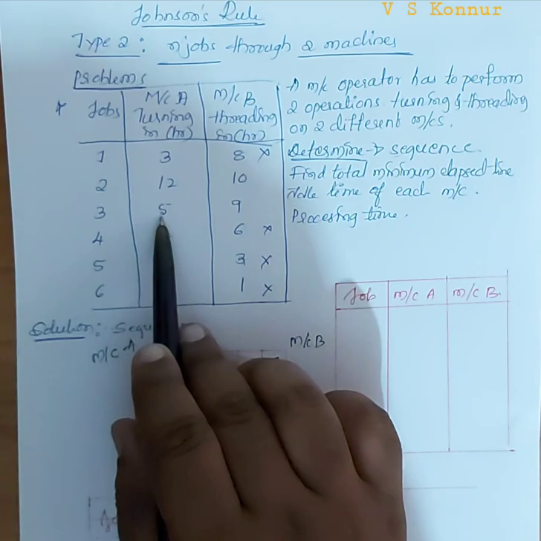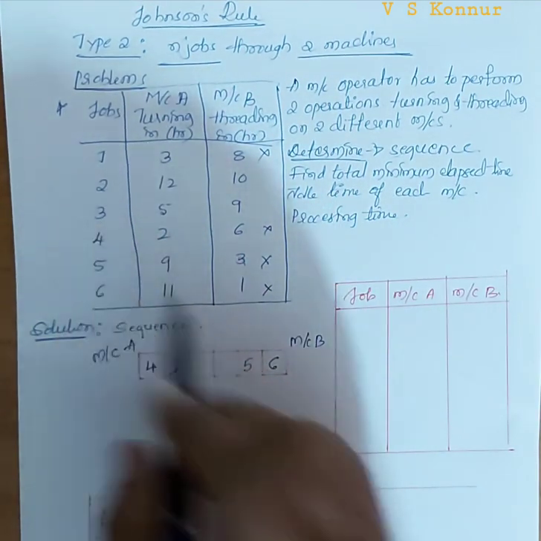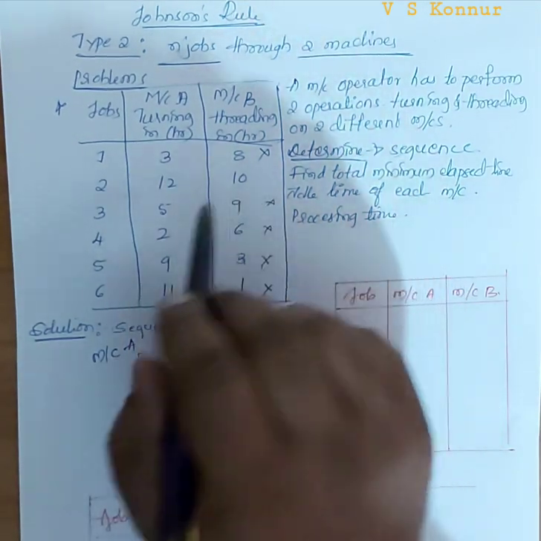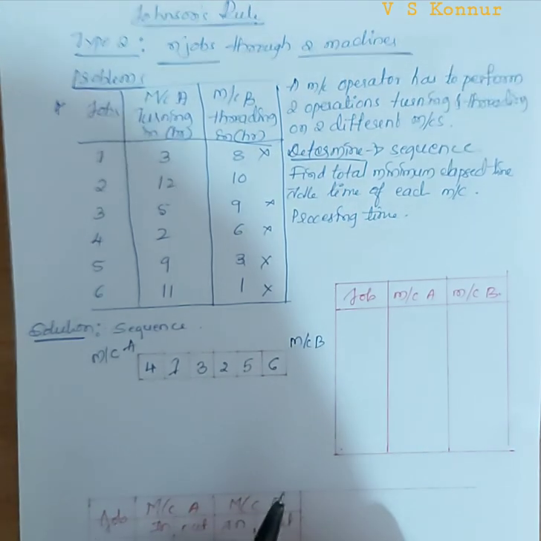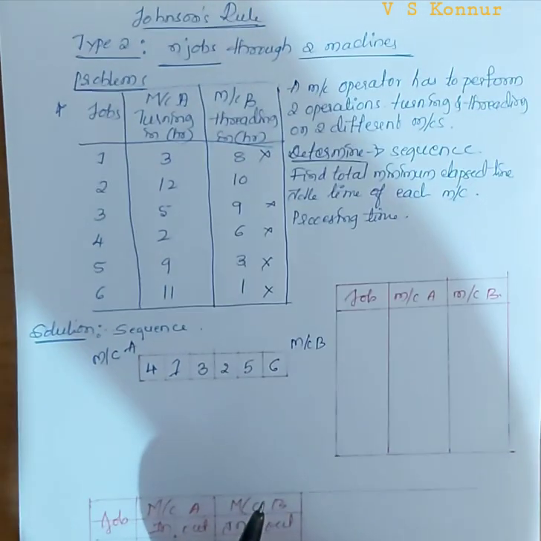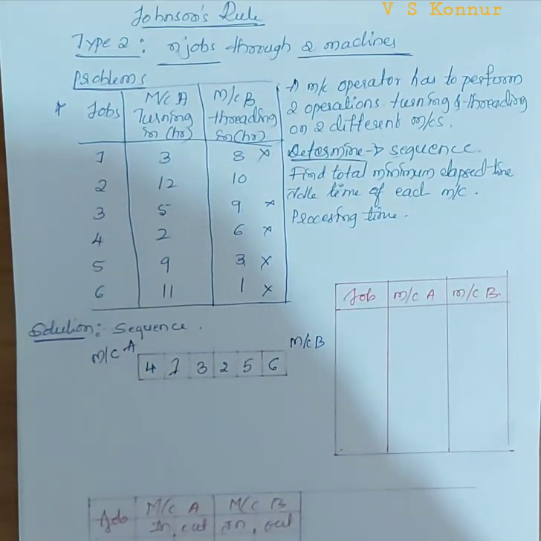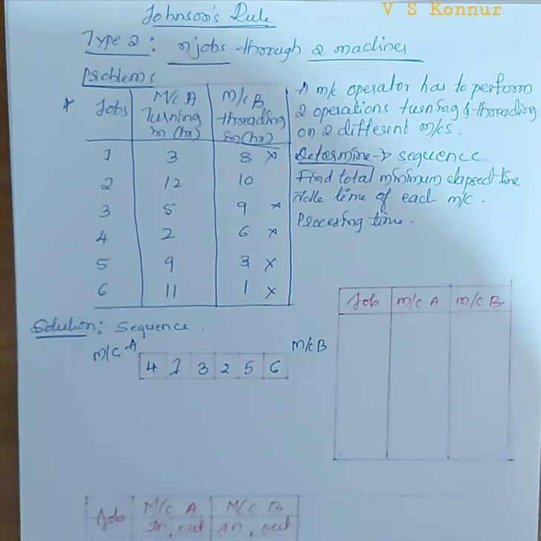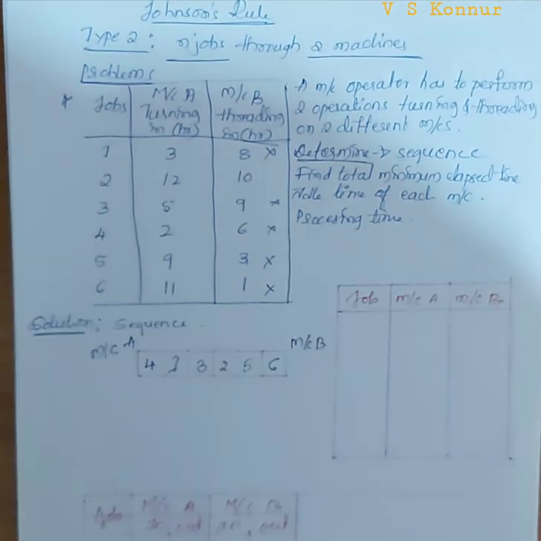Then third, 5 is the least. 5 is at machine A and it is having the third job. Just close it. Then 10, it is having the second job. 4 1 3 2 5 6. It is the optimal sequence which we obtain from the given data. Optimal sequence is 4 1 3 2 5 6.